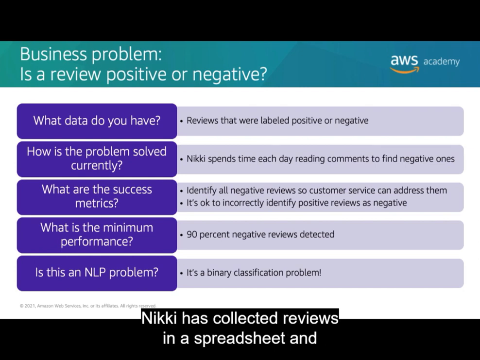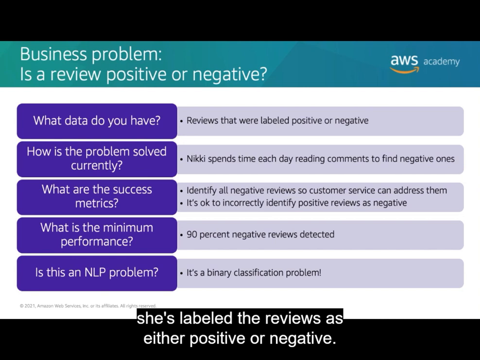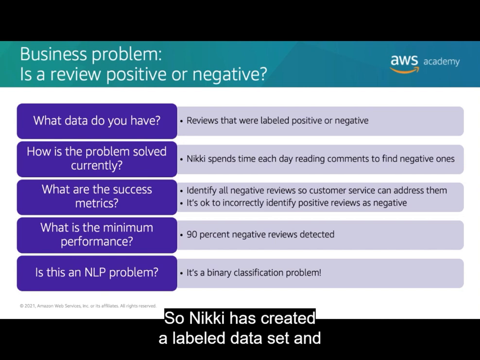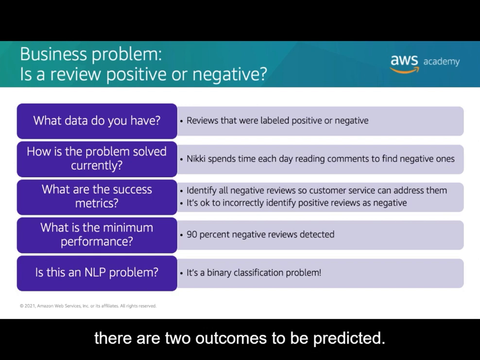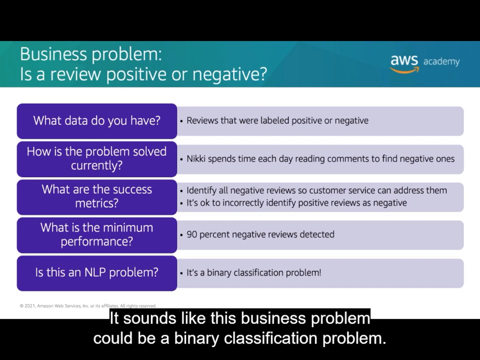Nikki has collected reviews in a spreadsheet, and she's labeled the reviews as either positive or negative. So Nikki's created a labeled data set, and there are two outcomes to be predicted. It sounds like this business problem could be a binary classification problem.